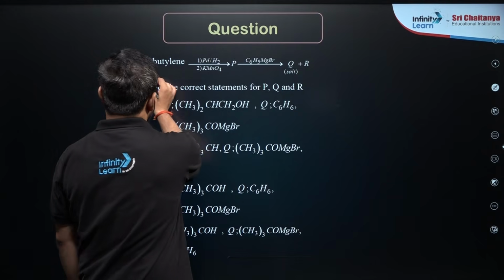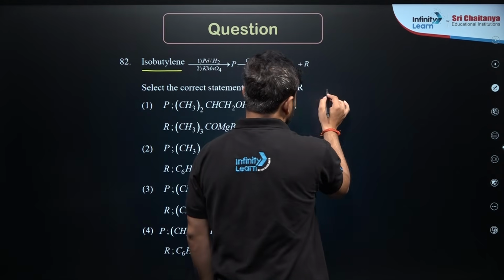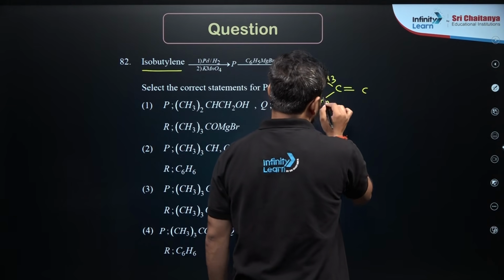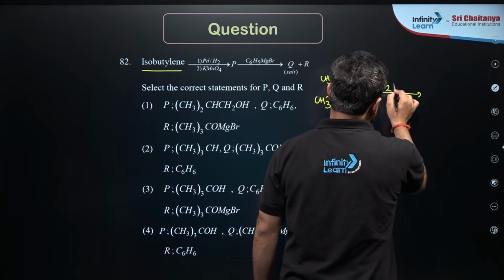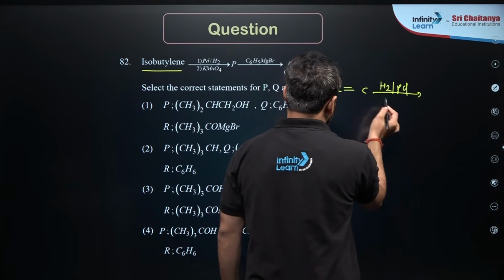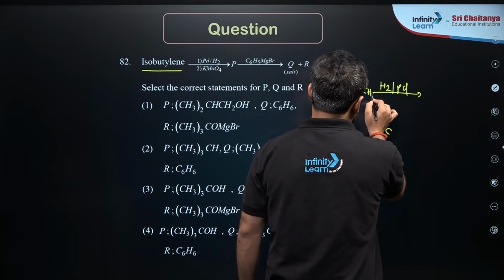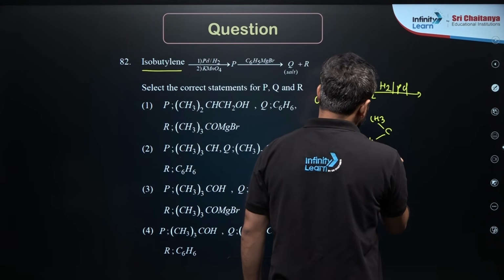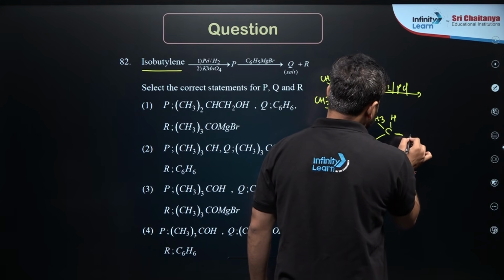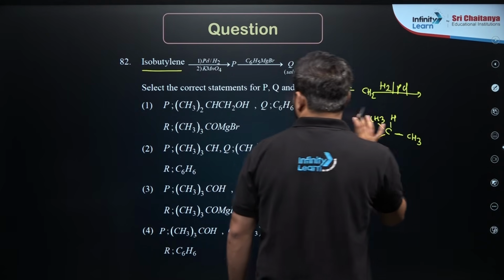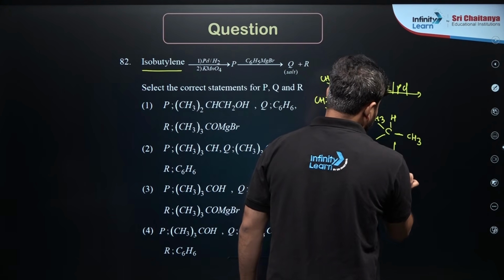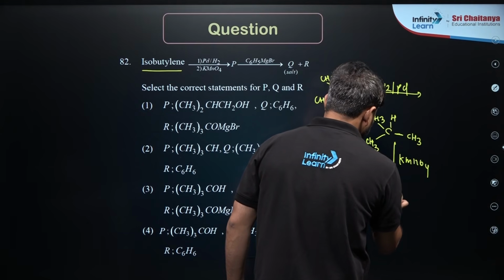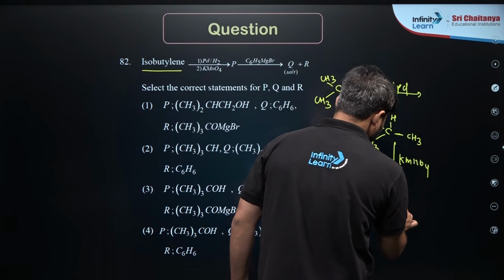In question number 86, isobutylene is given. If I write this, this is CH3, and this one also CH3 is given, and when it reacts with H2/Pd, we are just going to break this bond. So here this is CH2, and if this bond breaks, here CH3 will come, this is CH3, this is one H, and this is also CH3. After that, when it reacts with KMnO4, this is going to convert to OH.